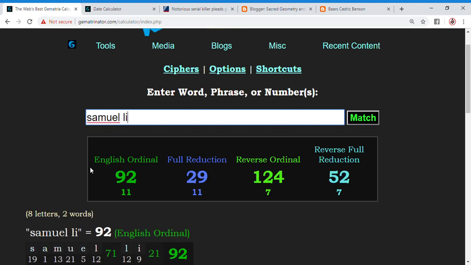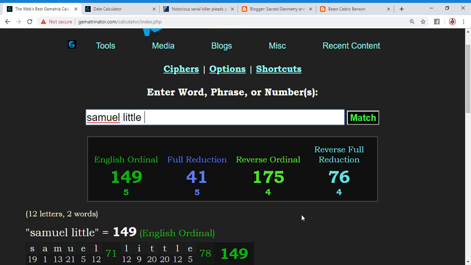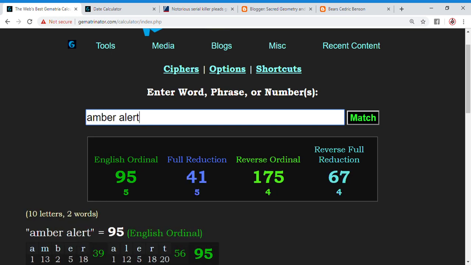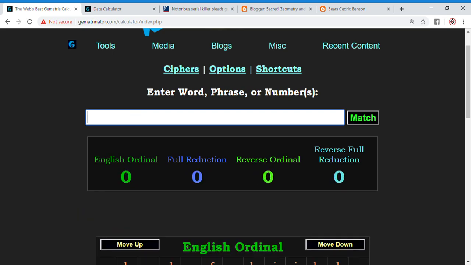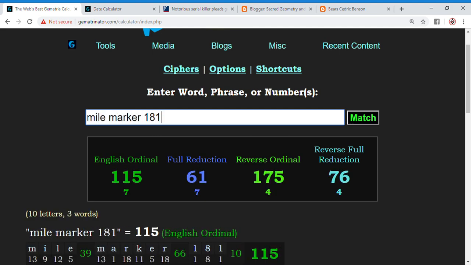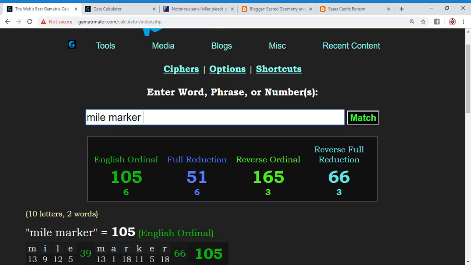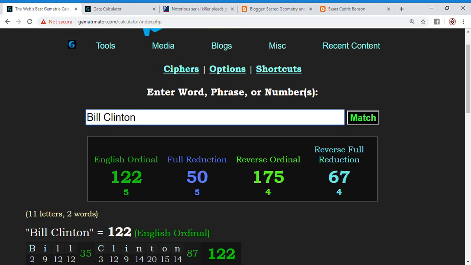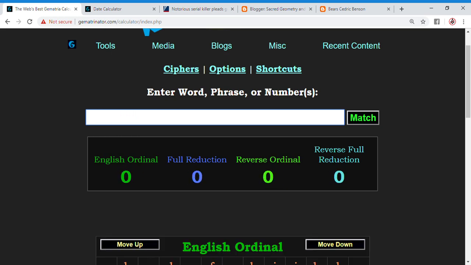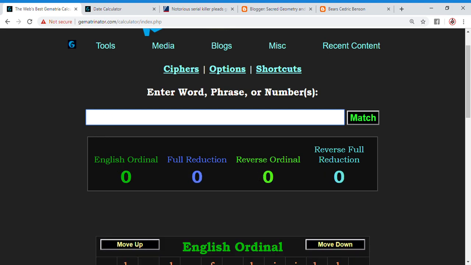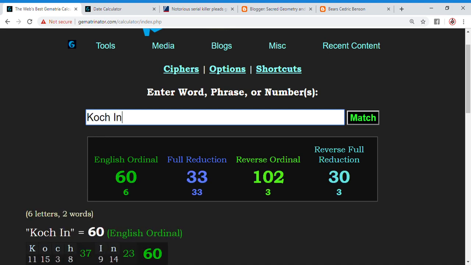And you know, Samuel Little, his number here is 175. Also, I find this very interesting because again, Amber Alert is 175. Oh, and like the woman that was murdered here in my neighborhood at mile marker 181 is 175. I'm sure that's a coincidence. You know, you think about Bill Clinton and all the people that he's murdered, 175. And, you know, Lolita Express, 175. Is that related? I don't know. Maybe, maybe not. But here, I'll tell you what is related. Koch Industries.